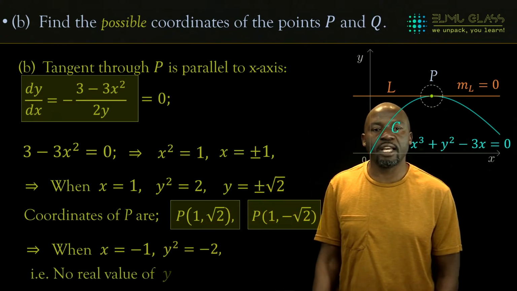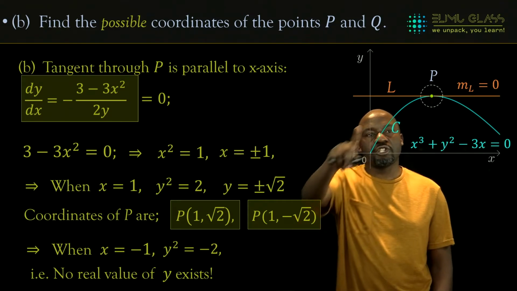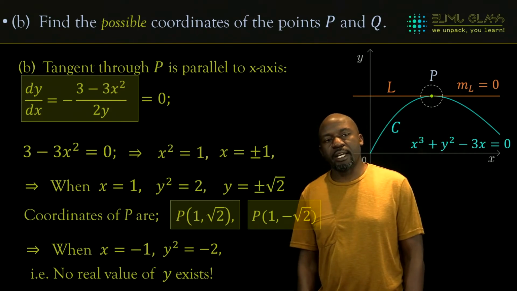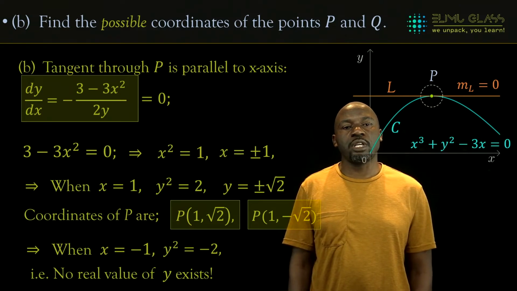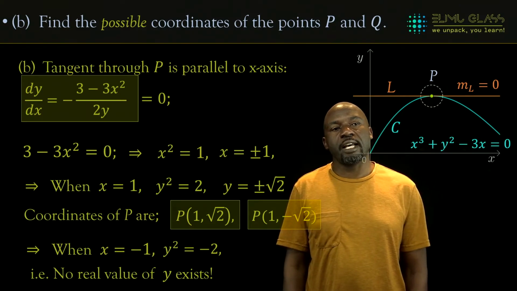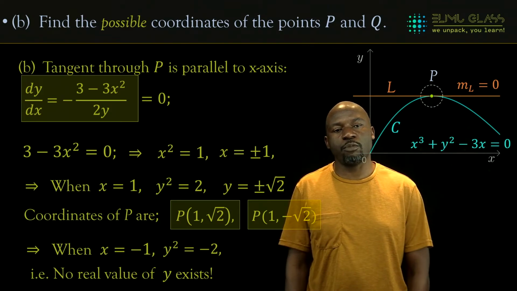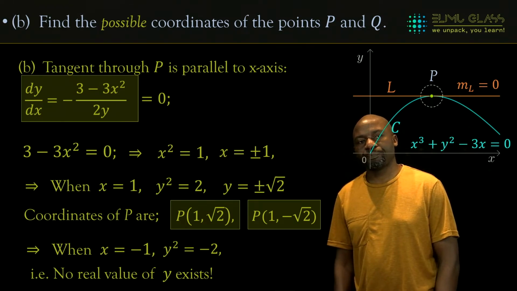So we do not have any other real coordinate points where line L is going to be parallel to the x-axis. And therefore, the only possible coordinates of point P for which line L is parallel to the x-axis and tangent to the curve at point P, these are the only possible solutions.